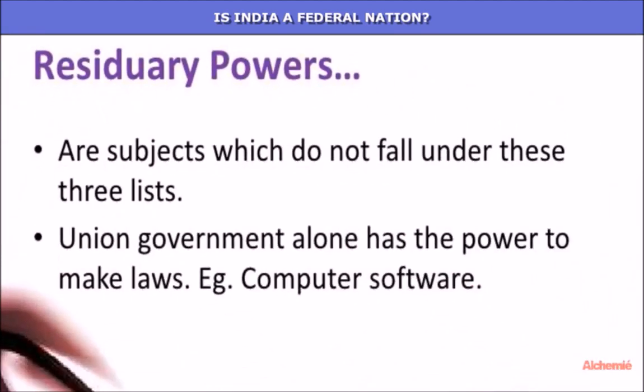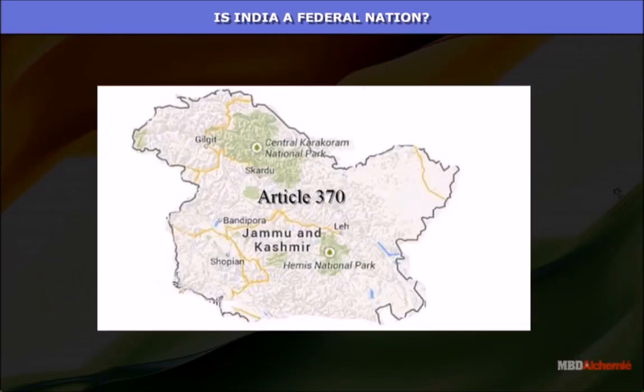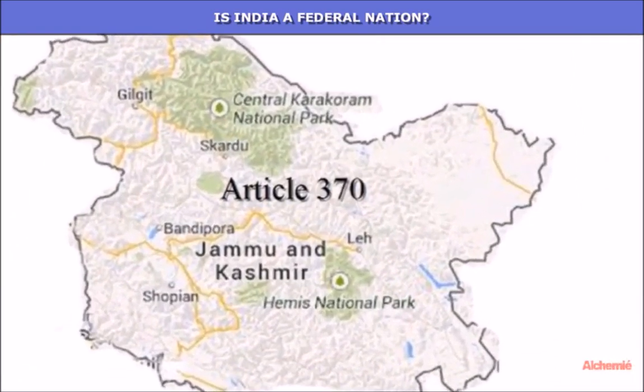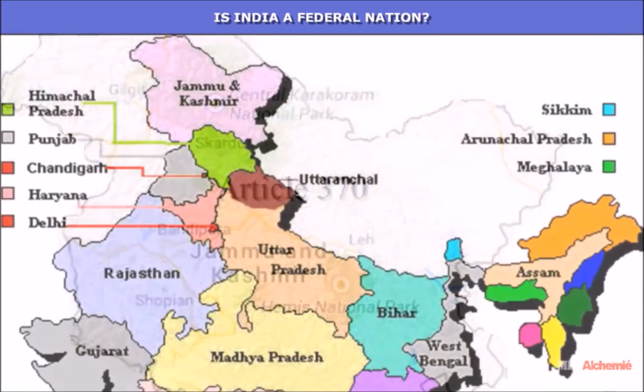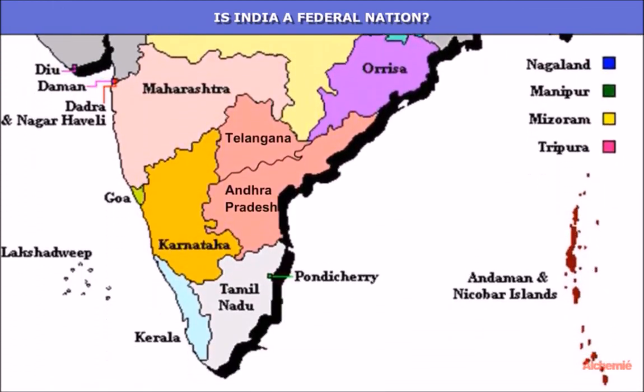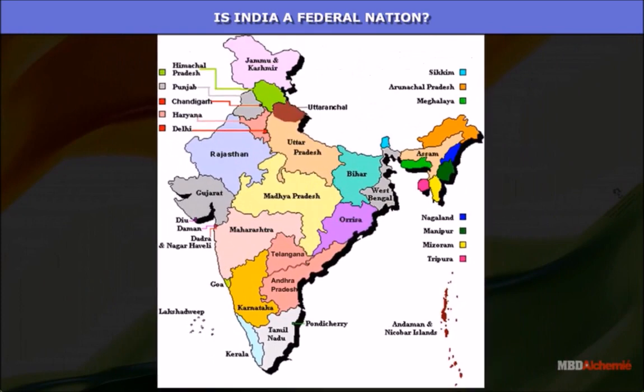Some subjects are left aside such as computer and information technology, and these are left for the union government as residuary subjects. Some states of India enjoy special status such as Jammu Kashmir that has its own constitution. There are also some units of territory that enjoy little power and are too small to become a state. Such areas like Chandigarh, Delhi, Lakshadweep are called union territories run by the union government.